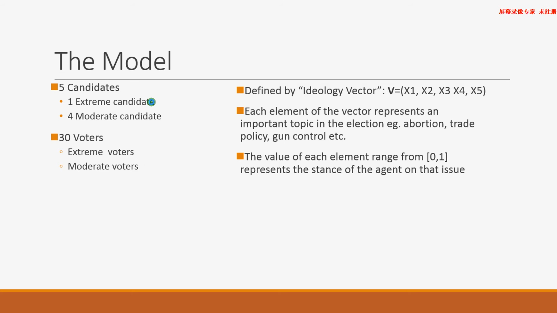For example, if X1 represents gun control and the voter's value for it is 0.1, we may say that he strongly supports gun control. If the value, however, is 0.9, we may say that he is opposed to gun control.